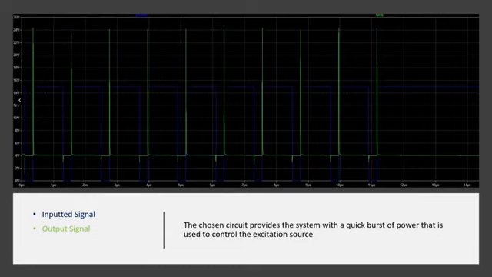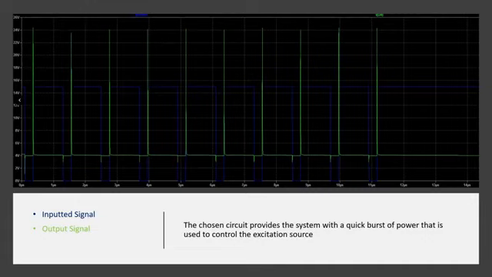So let's take a quick look at the simulation results of our excitation control circuit. So in the blue, you can see our 15 volt peak to peak square wave that we inputted. And in the green here is our output signal running through the LED. And as you can see, on the rising edge of our square wave, we are getting very sharp spikes of current and voltage, which is exactly what we were looking for.